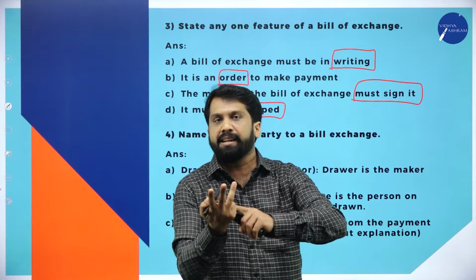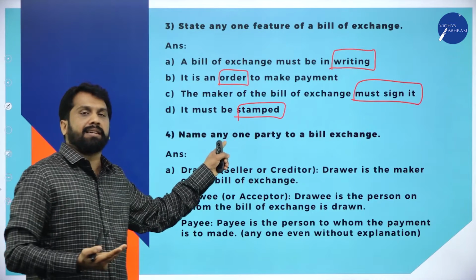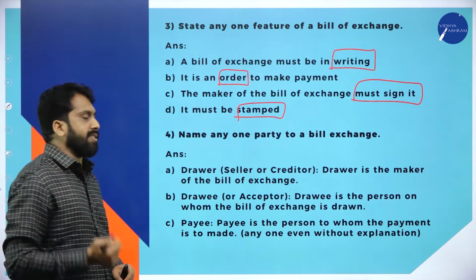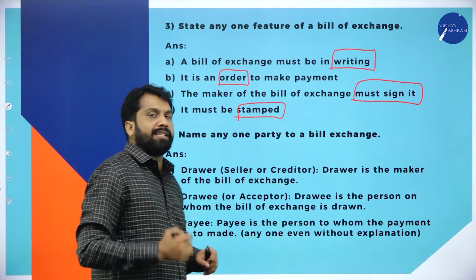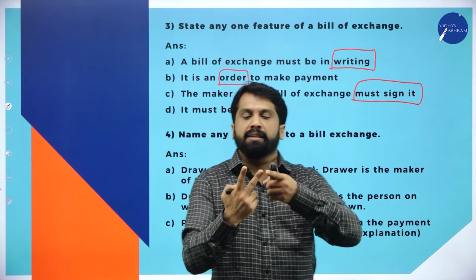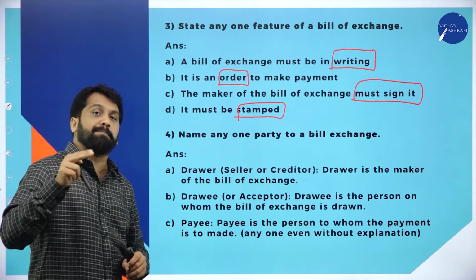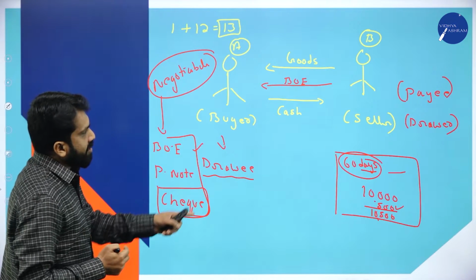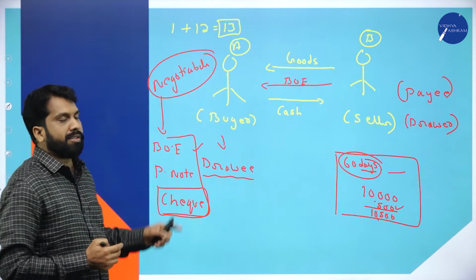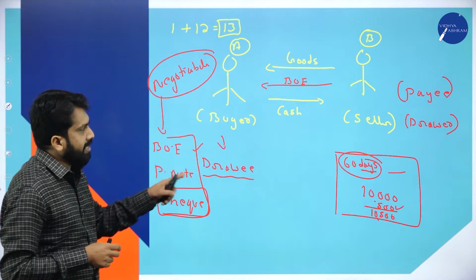It must be signed, it must be an order to pay, it must be in writing, and it must be stamped. Four things. Now, name any one party to the bill of exchange. As I told you, there are two parties: drawee and drawer. Now, drawer is also called the payee. I'll go back to your diagram. Please take a screenshot of this, because you will understand the complete bill of exchange better if you see this picture.